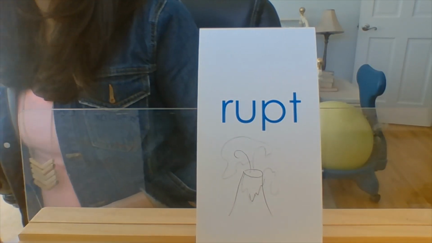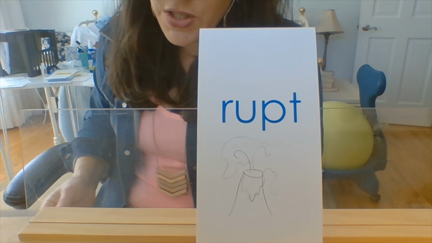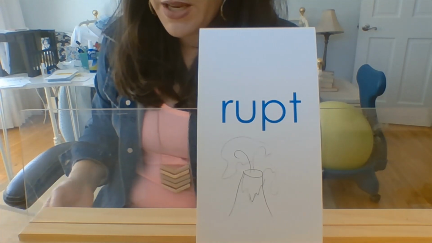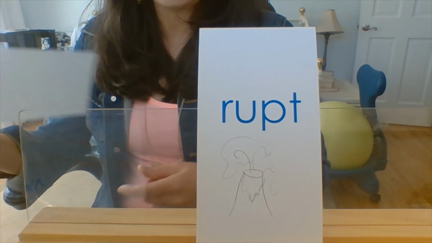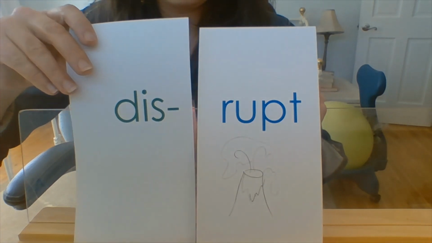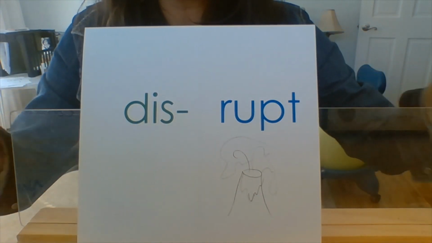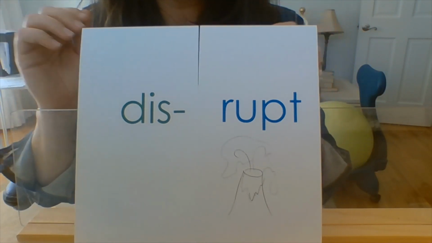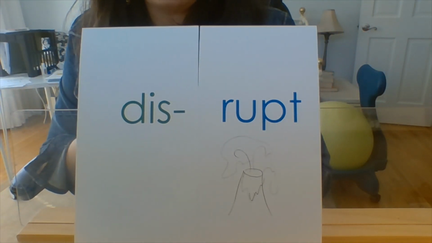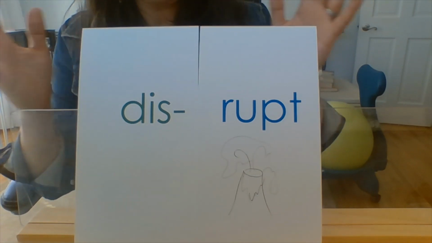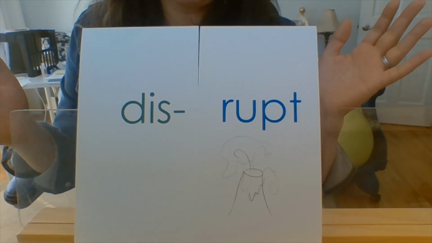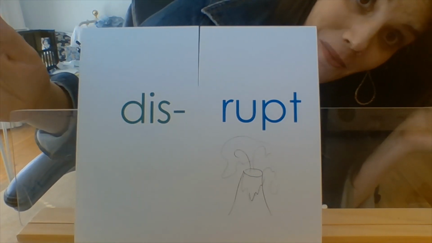We've got rupt. Let's play with prefixes because you know that prefixes add meaning. We're going to start with dis. Dis means away from or apart. And so if I'm going to disrupt, I'm going to somehow burst in and push you apart from what you were doing before. I think that makes sense. Do you think that makes sense?